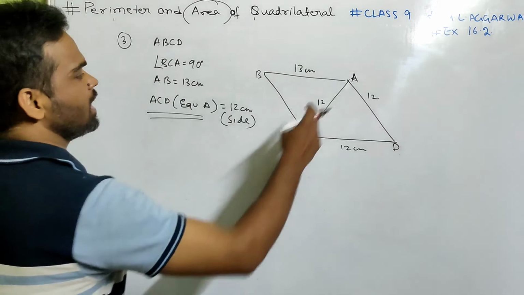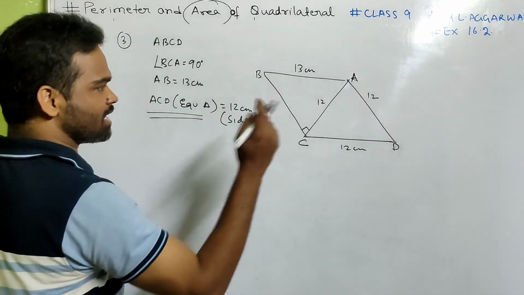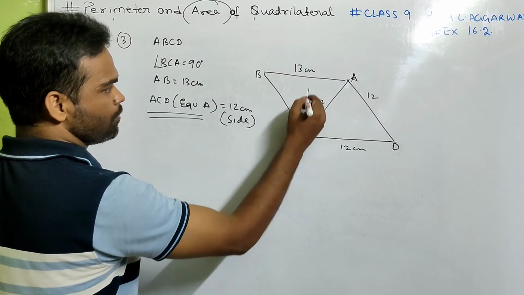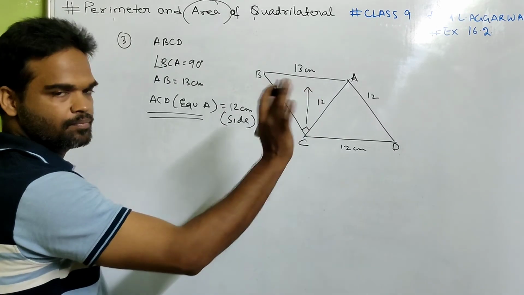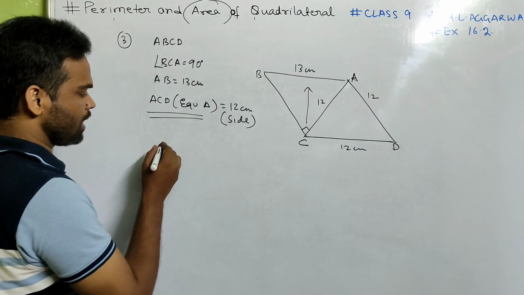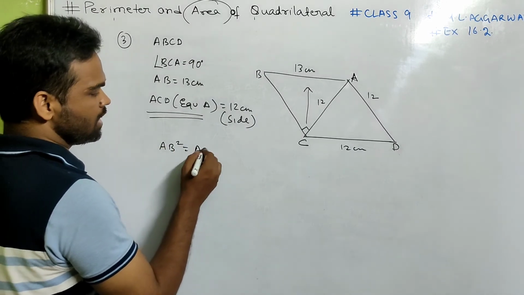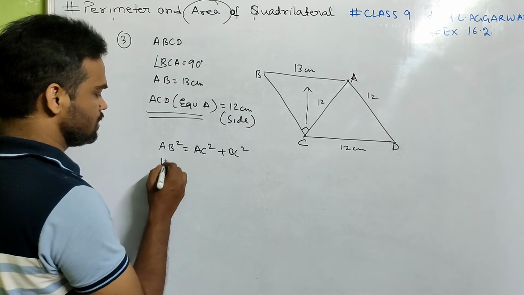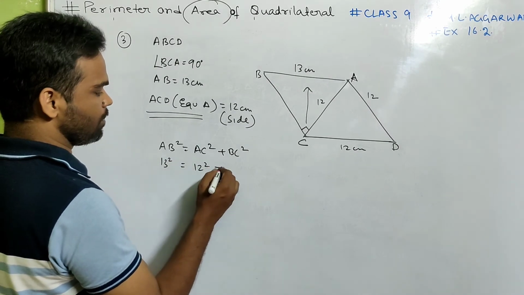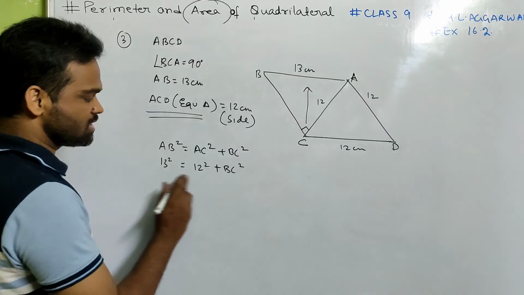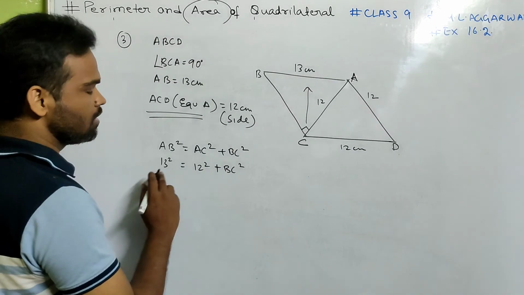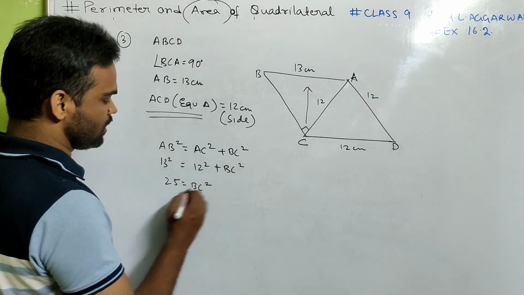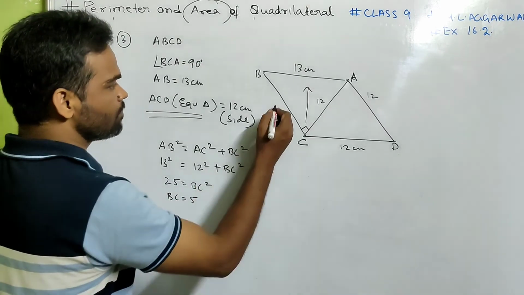Look over here. If you first look at triangle ABC, your hypotenuse, which is opposite to 90 degrees, is 13. Isn't it? So by Pythagoras theorem, can I write AB square is AC square plus BC square? So that's 13 square is 12 square plus BC square. 169 minus 144, that's 25. So 25 equals BC square. So BC is 5. Done.